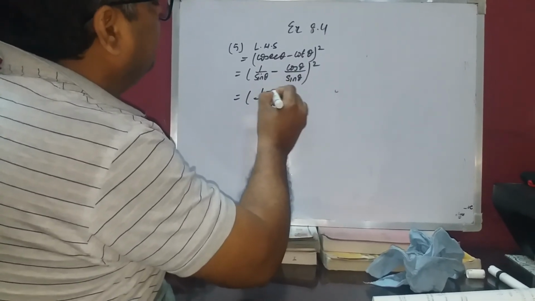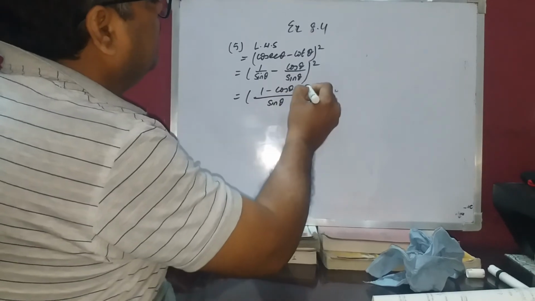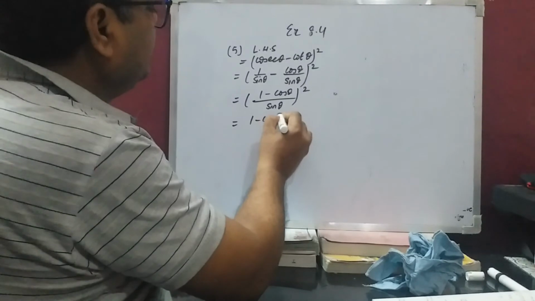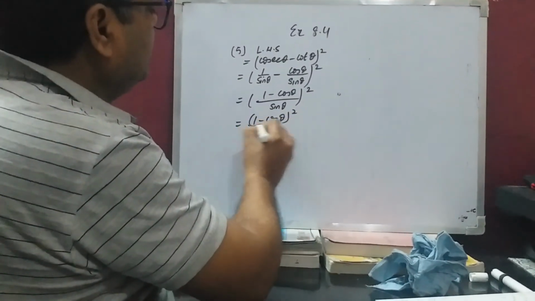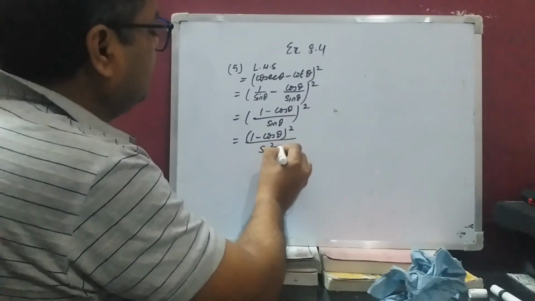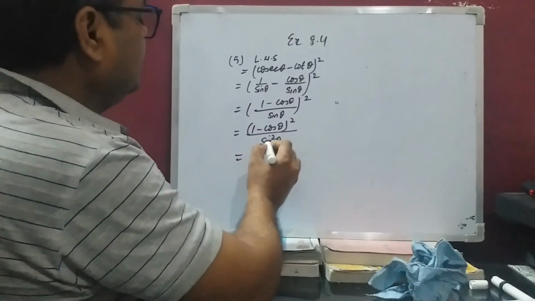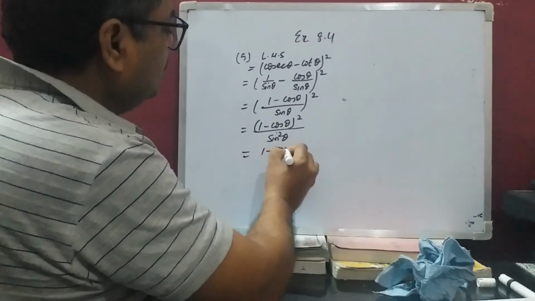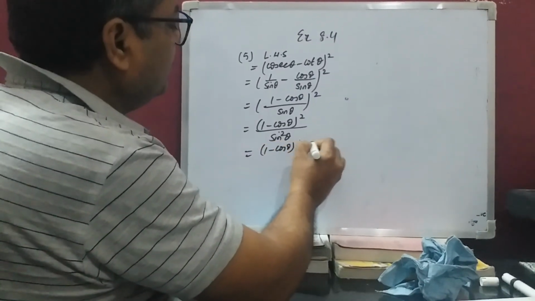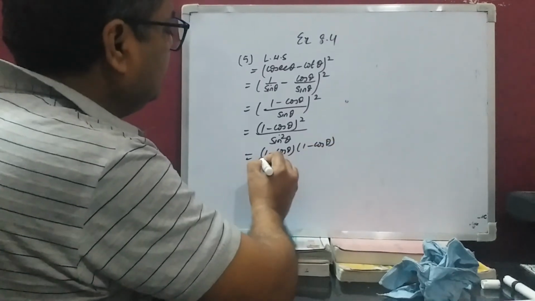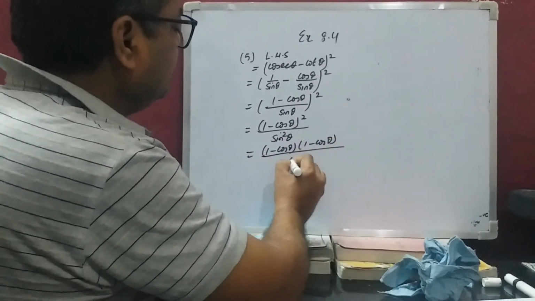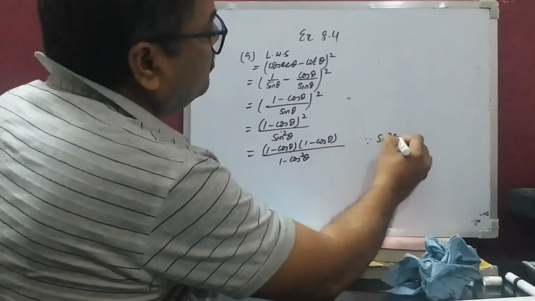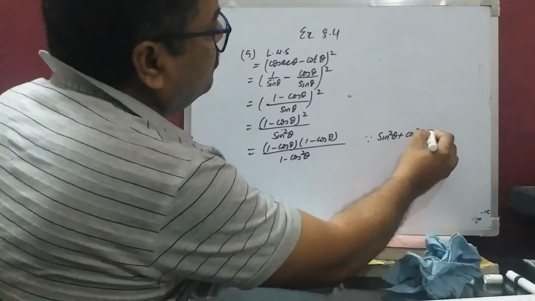Sin theta, 1 minus cos theta, and finally 1 minus cos theta the whole square upon sin square theta. And don't open this bracket. Sin square theta can be written as 1 minus cos square theta, since sin square theta plus cos square theta equal to 1.